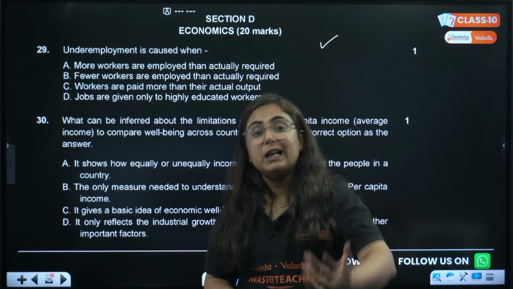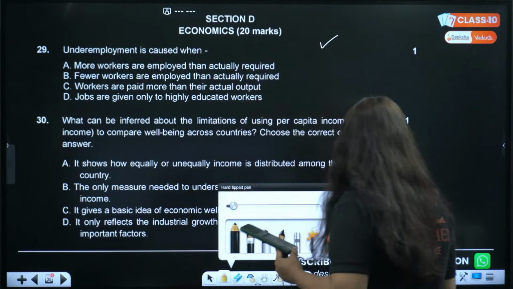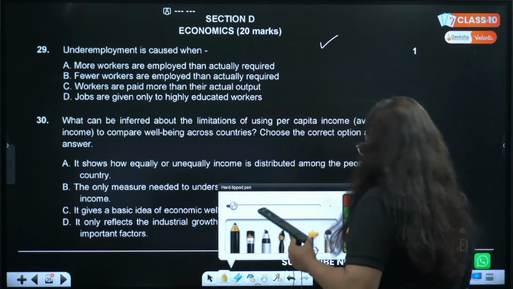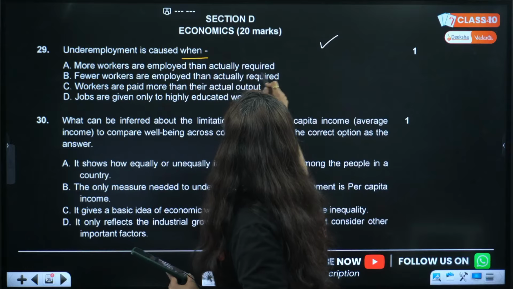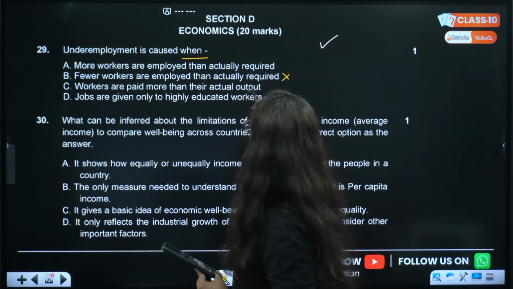Hello, I am back. Hi, Jyoti. Tell me, do you guys want more sample papers to be discussed like this in the upcoming lives or not? Tell me right now. Okay, I am getting the answer to the question. Underemployment is caused when? You answer my question also. More workers are employed than actually required. Fewer are employed, this is not correct. Workers are paid, no. Jobs are given only to highly educated people, no. A is the correct answer. Very good, students.